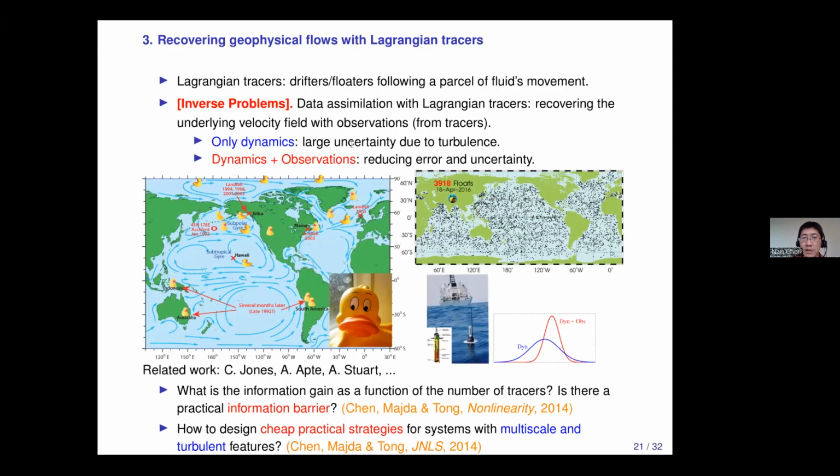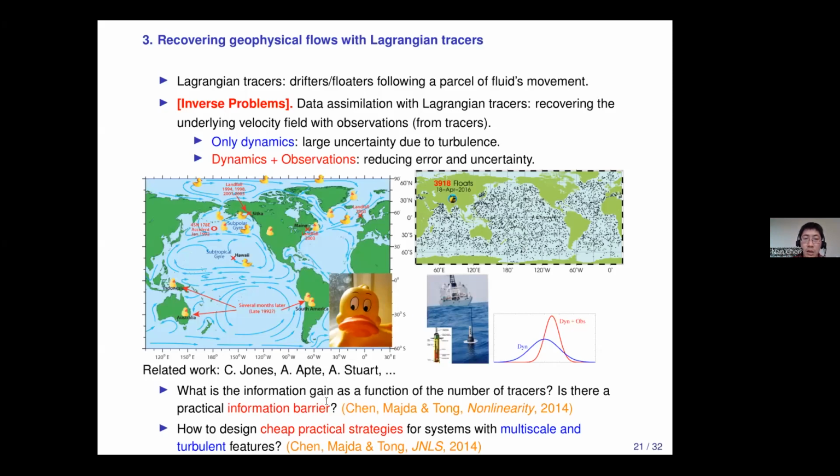So if you can observe the trajectory of these tracers, then you can recover the ocean field, right? Usually you try to have a model, your ocean model, and you try to combine the model with observations to reduce the uncertainty or improve the accuracy to recover the ocean field. Because if you only have the model, it is turbulent. For a long run, your uncertainty will be large. But if you have observations, they will be constraints, so you can reduce the uncertainty. So that's the idea.